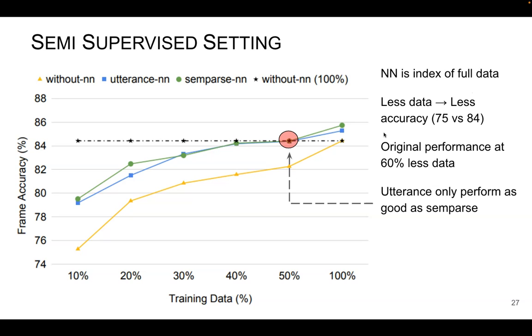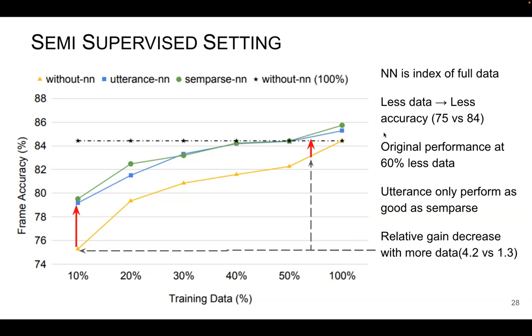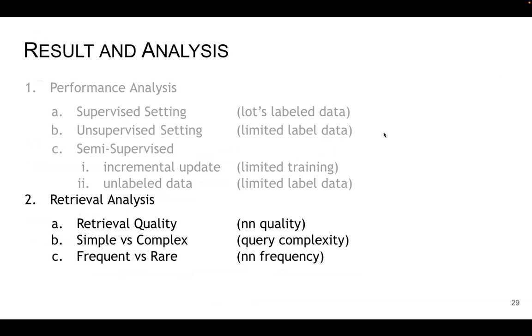We also found that utterance performs as good as SemParse in the low data regime. We also find that the relative gain is lesser as you have more parametric knowledge. For example, at 10% you see huge improvement between without nearest neighbor and with our approach of retrieval-augmented nearest neighbor. But as you go beyond 50 to 100% data, the gap drastically reduces. So the gain you get is not that significant. For example, at 10% you are able to get 4.2% gain versus getting only 1.3% at 100%.